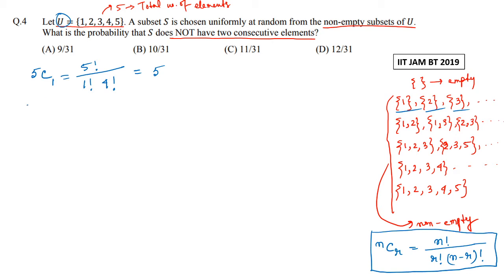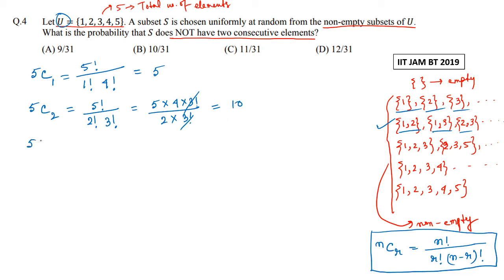Next, if we take 2 elements out of 5 elements, how many subsets can we form like that? We are choosing 2 elements out of 5 elements, so the number of ways is 5C2, that is equal to 5 factorial by 2 factorial into 5 minus 2, that is 3 factorial. That is equal to 5 into 4 into 3 factorial by 2 factorial, which is 2 into 3 factorial. Here 3 factorial cancels out, 5 into 4 is 20 by 2, that is 10.